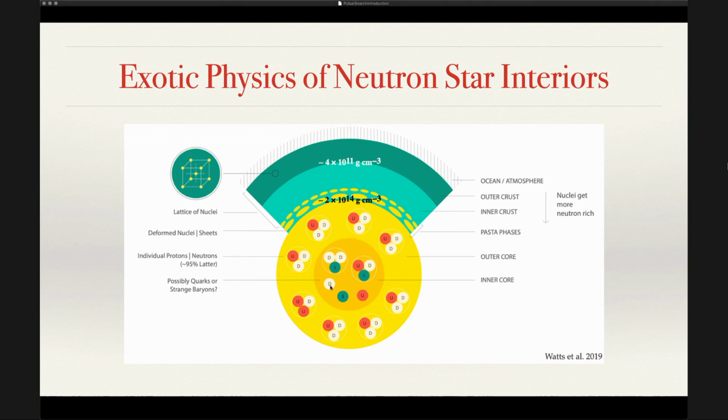And then right in the next layer, the so-called outer core, we get individual protons present, but mainly we've got neutrons. 95% of the matter in this region is actually neutrons, and hence we got the name neutron star. And then right in the very center, we still don't know what's there. It could be quarks, or it could be strange baryons, or it could be some other exotic physics that we don't yet know.